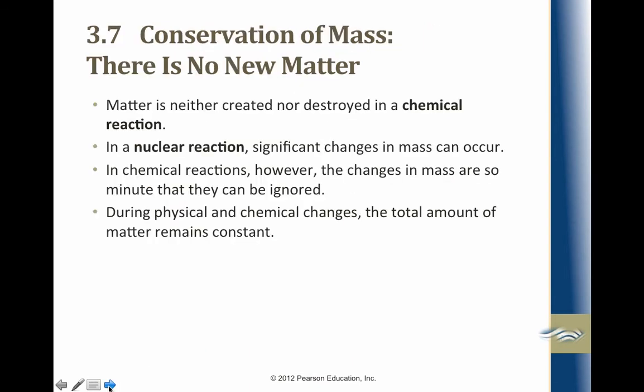Next is the law of conservation of mass, and we are saying that's one of the laws of nature. There is no new matter. The atoms are rearranging, and so when we look at the left side of the chemical reaction, it's got to be equal mass to the right side. We've got to account for where all of the atoms went.